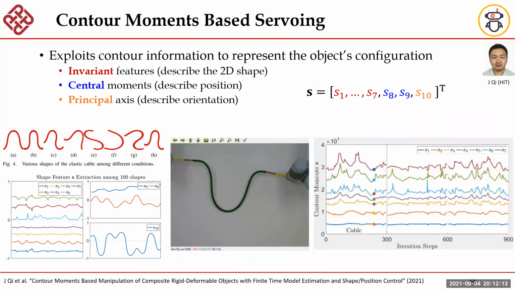We have more work, similar methods but different papers. In this one, we are using contour moments to both characterize and servo control the deformations of cables, of composite, foam, and other mixed rigid objects. For example, this one is really a composite object. It has some parts which are deformable, some parts are rigid, and some parts even resemble a joint. With this approach, we developed this feature vector composed of some invariant features, some other features which represent the centroid, the position of the object, and another feature which represents the orientation, the principal axis of this contour that we're using.